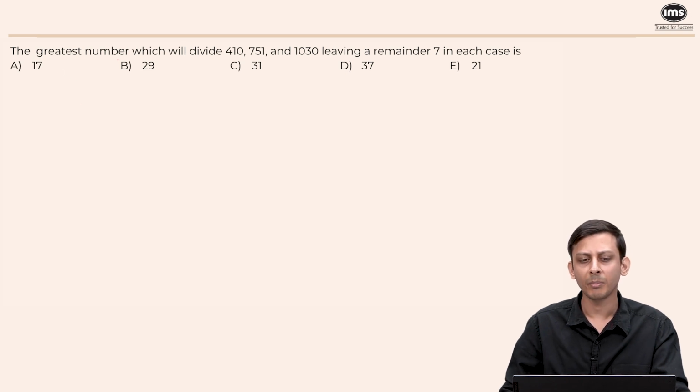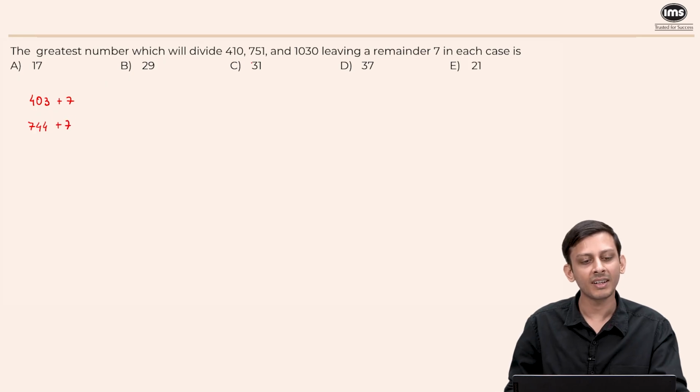Here we have the greatest number which will divide 410, 751 and 1030, leaving a remainder 7 in each case. So here 410, 751 and 1030 are being divided, and with each of them we are getting the remainder of 7. So let us break up each of them in terms of the remainder 7. 410, we can write it as 403 plus 7. 751, we can write it as 744 plus 7. 1030, we can write it as 1023 plus 7.